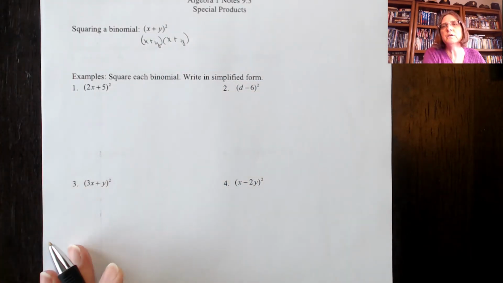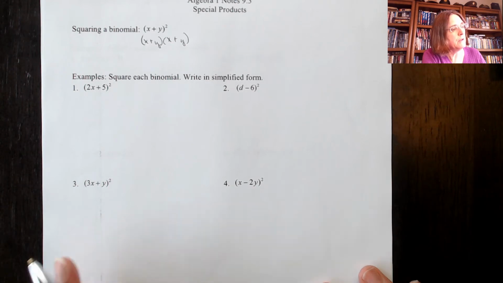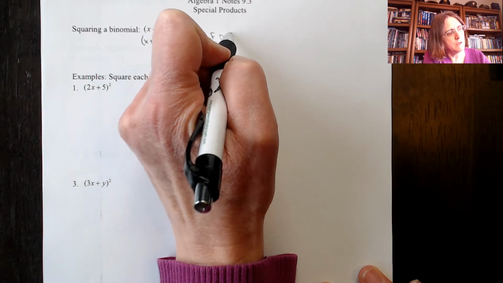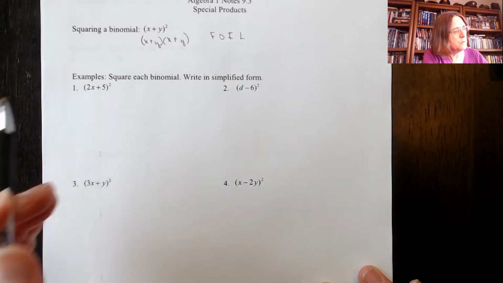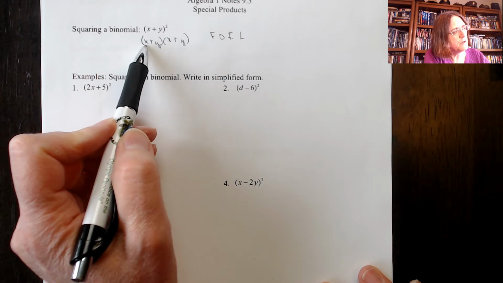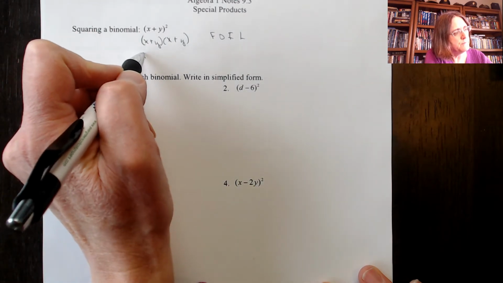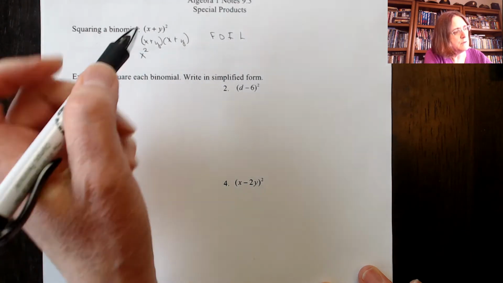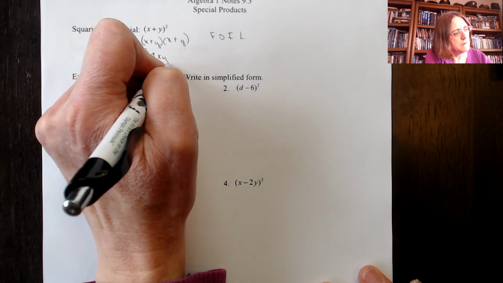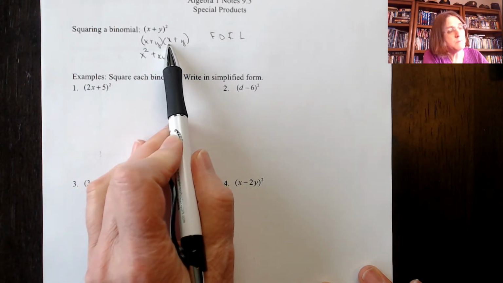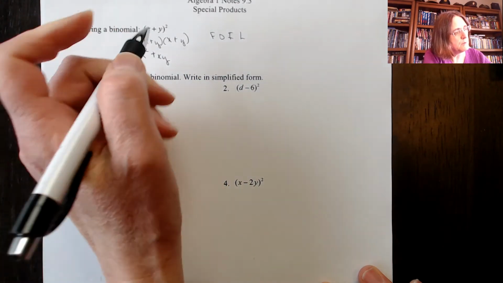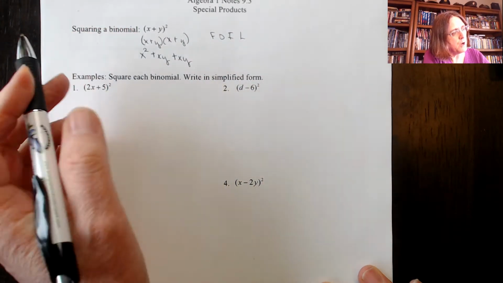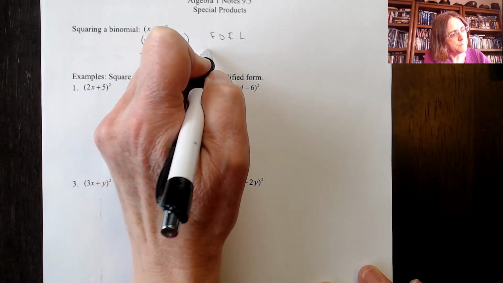Since we have two binomials here, we're going to multiply them together using FOIL, or first, outer, inner, and last. So we start with our first term. So x times x is x squared. Then we're going to go to outer, x times y, which is xy. And then inner, y times x, which is the same as x times y. And then last, y times y, which is y squared.